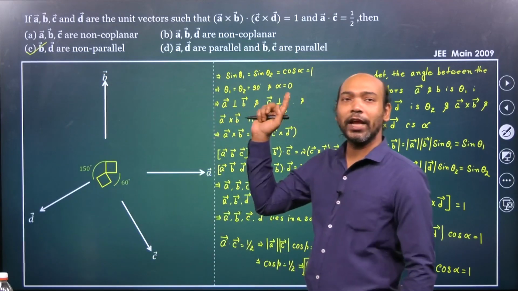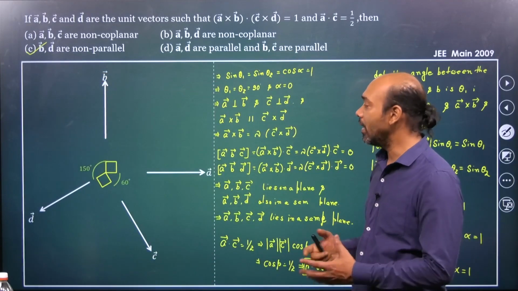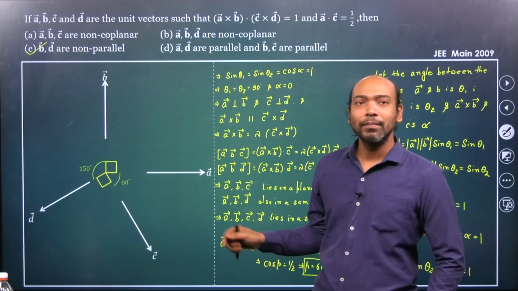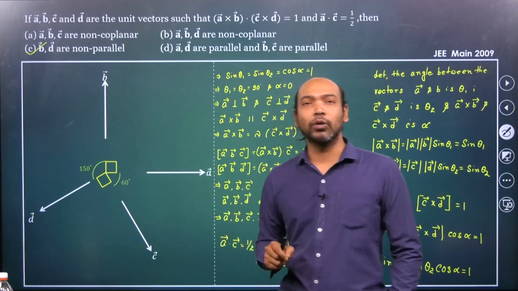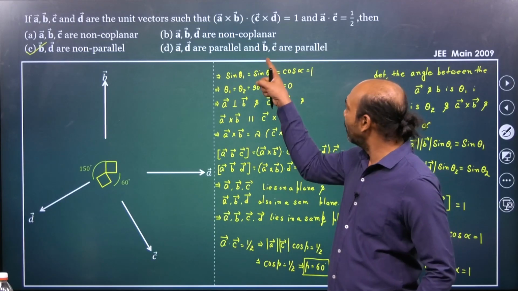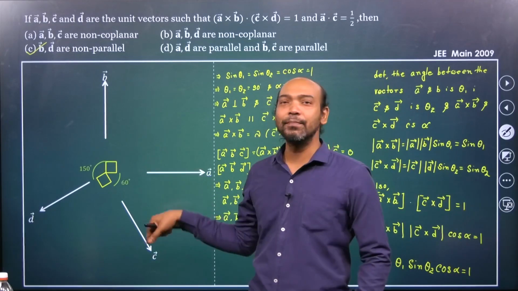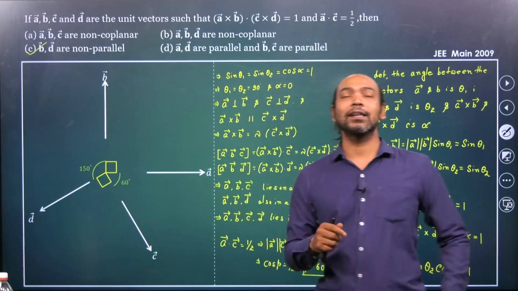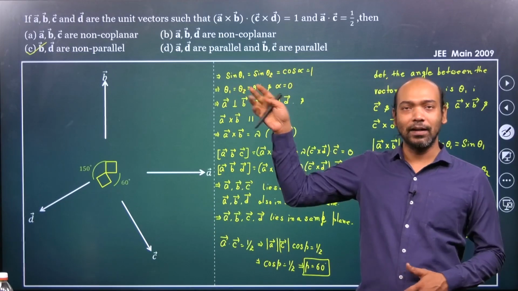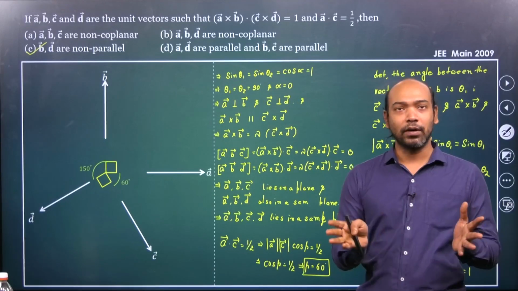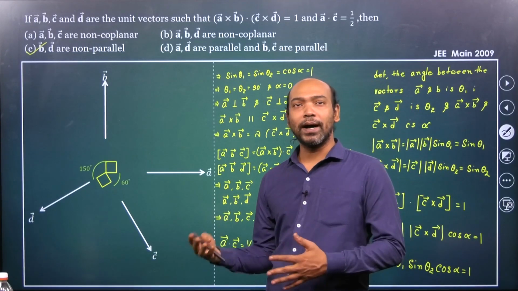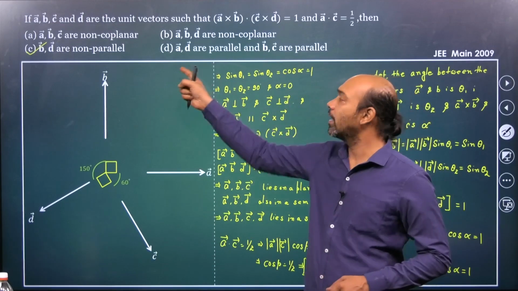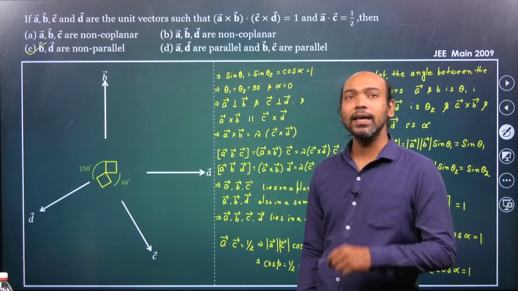And if I check option D, maybe you see that A and D are parallel. Obviously, A and D are not parallel. Why? Because the angle between A and D again became 150, so there is an angle. B and C are parallel? No, obviously B and C are not parallel. Again, the angle between them is 150. As there are some angles, obviously they are not parallel. Parallel means the angle must be 0, right? Or maybe 2 pi or something like that. But the angle is not 0, so this option is obviously wrong.